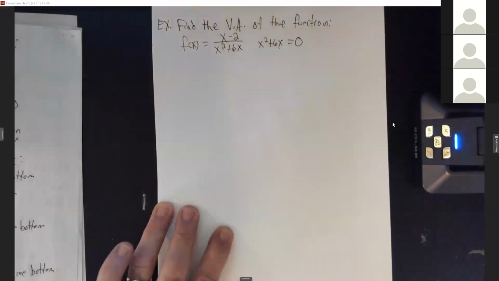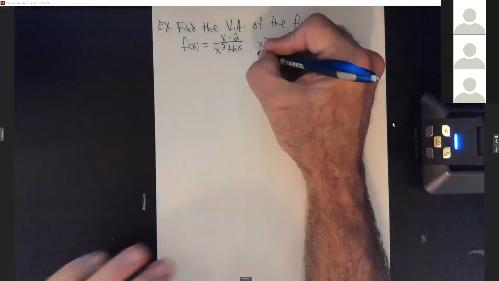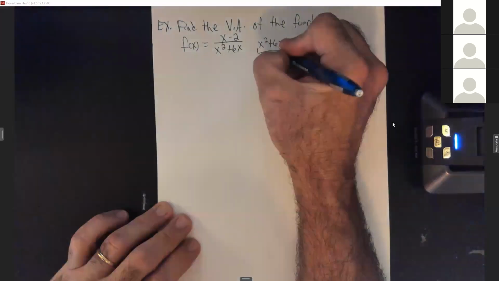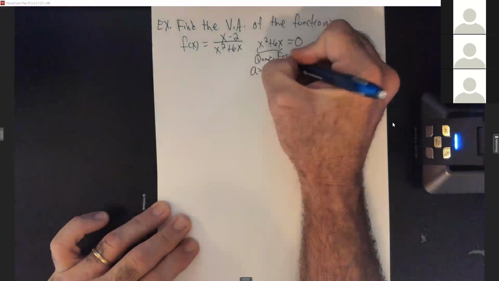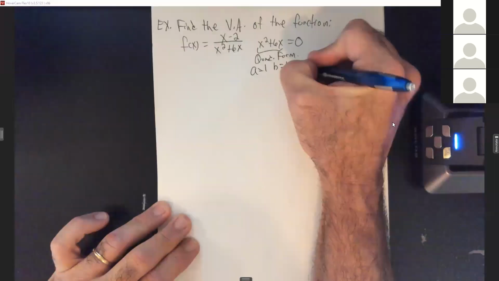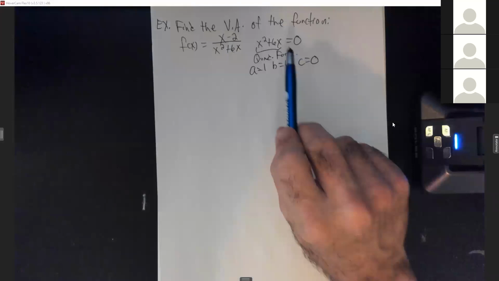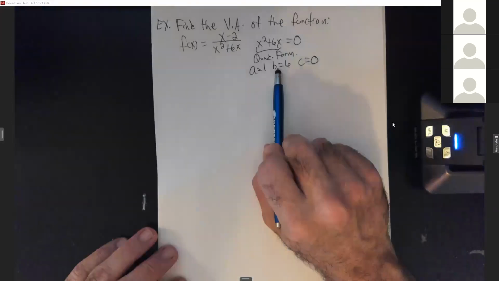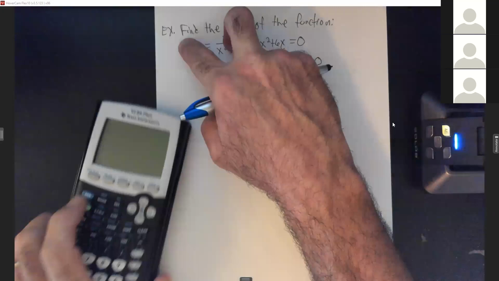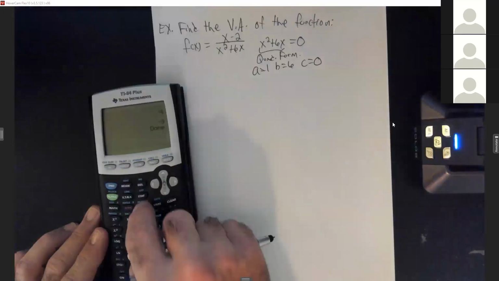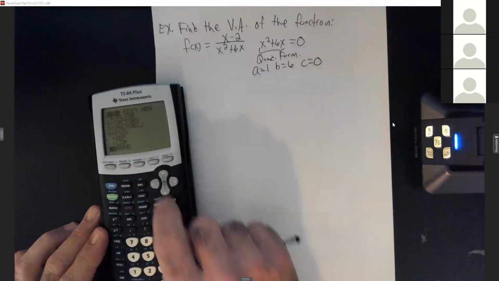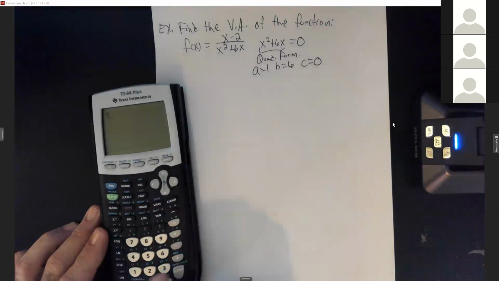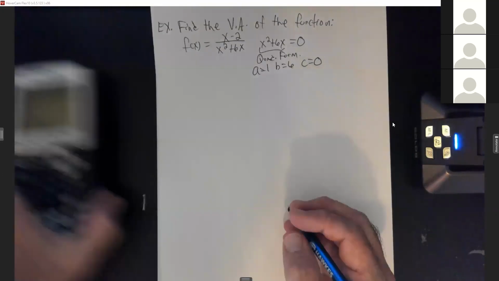Now to solve that, I'm going to use my quadratic formula again. Remember, a is 1, b is 6, and c is 0, because remember, I got the x term, which is my b, right? So let me quad that real quick. Enter, so I had a 1, 6, and a 0. So I get 0 and negative 6.